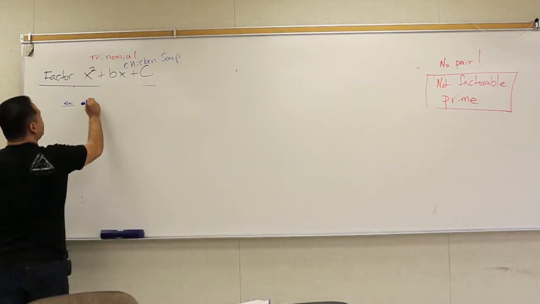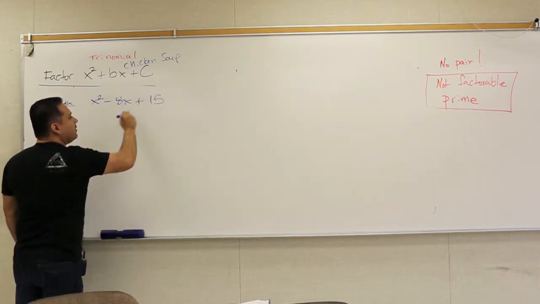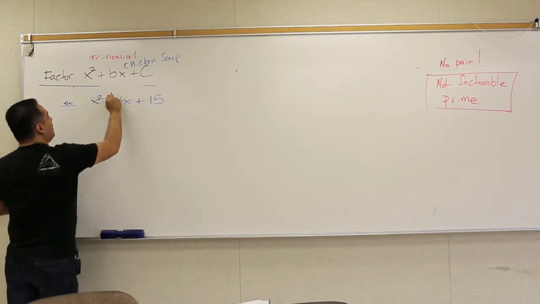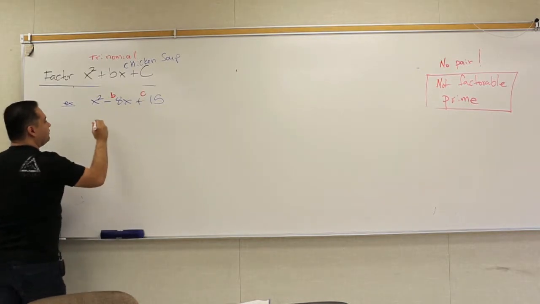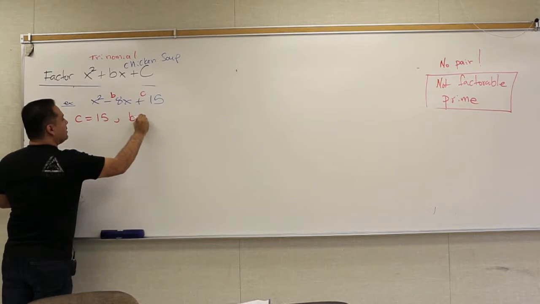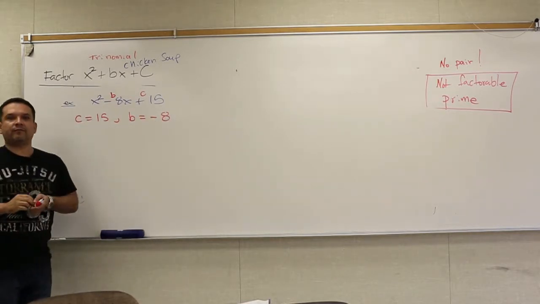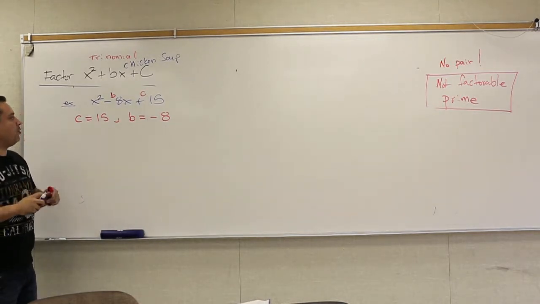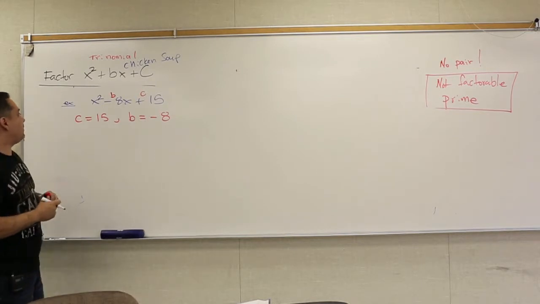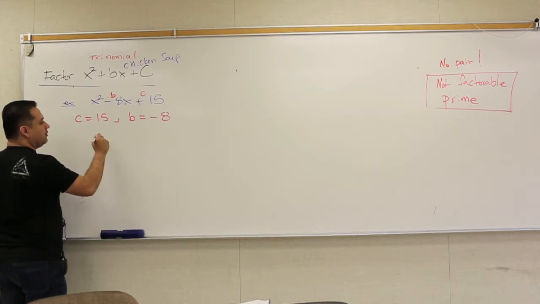Here we go. X squared minus 8x plus 15. Let's try this one. Right? You go through this in what? B and what? C. C is positive 15. B is what? Negative 8. You need two numbers whose product is C and whose sum is B, whose product is 15, sum is negative 8. What are the two numbers?